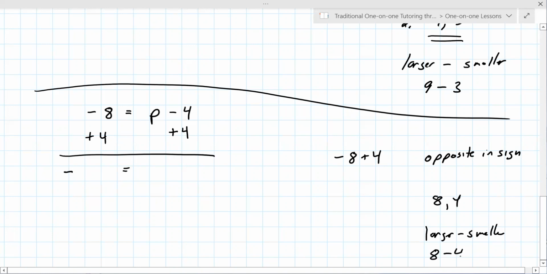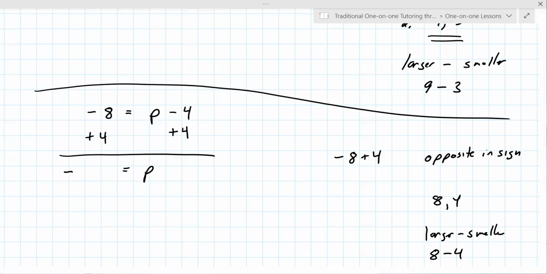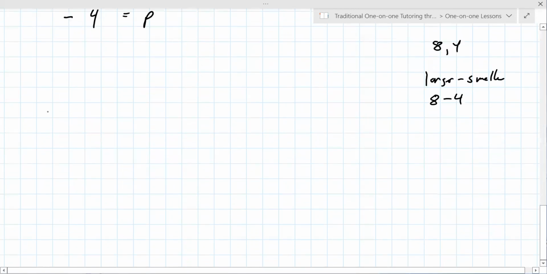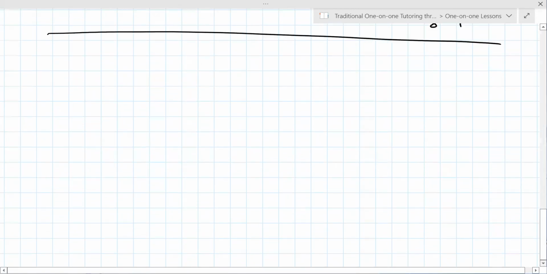8 minus 4. Oh, because I did adding. I took the larger and added the smaller. You add when they're same sign. Yeah. So then I subtract, and that would be 4. Yes. And so P is -4. Good.